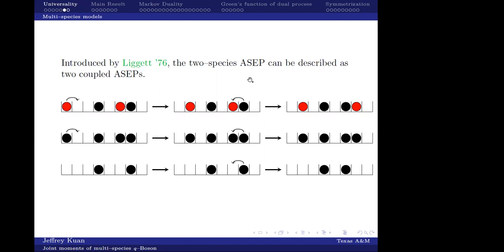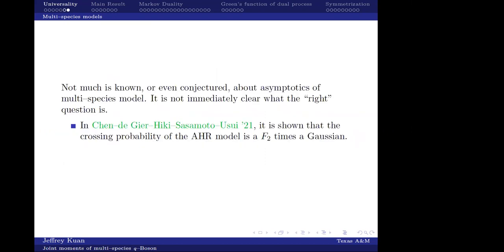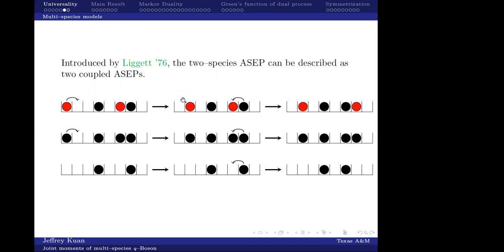So for fluctuations of the multi-species models, there's a lot less known or even conjectured. So wait, you can only have one particle per site, right? Yeah, that's right. So what do you call them, bosons then? Oh, yeah. So each site can only have one particle, but it can either be a first class particle or it can be a second class particle.